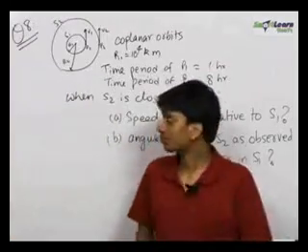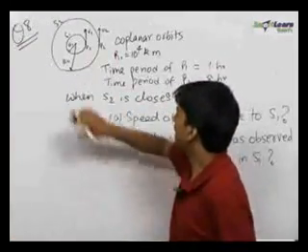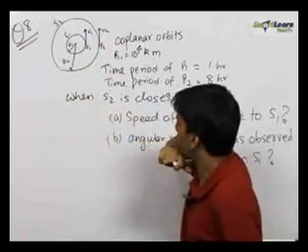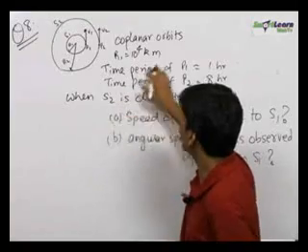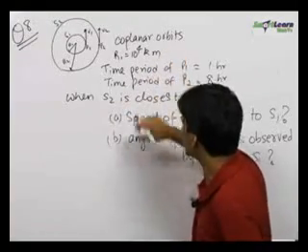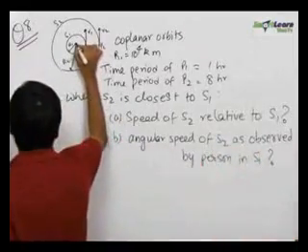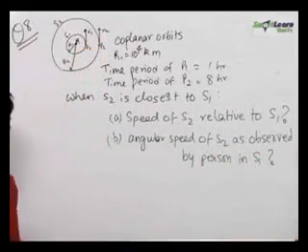In this question, we have two satellites P1 and P2 which are moving in coplanar orbits of radius r1 and r2 respectively. We have been given the value of r1 and the time period of both the satellites. They are both revolving around a common planet of mass m.